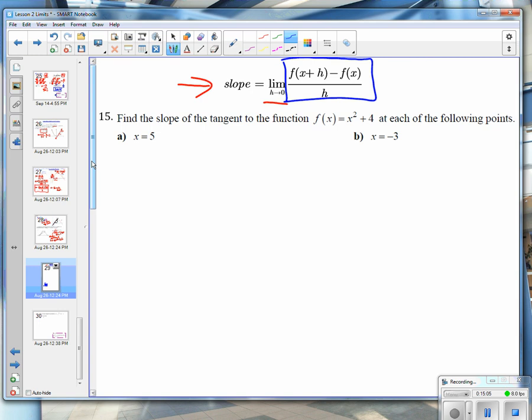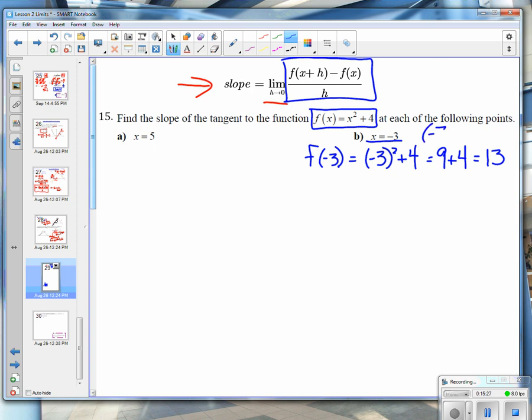So first we know that x is equal to -3. So if x is equal to -3, we can also find f of x. So f of -3, again, this is our equation right here. That's going to be -3 squared plus 4. 9 plus 4 gives us 13. So automatically we know that the point is (-3, 13). So that's the first part that we can simplify for ourselves. And now let's write it out.